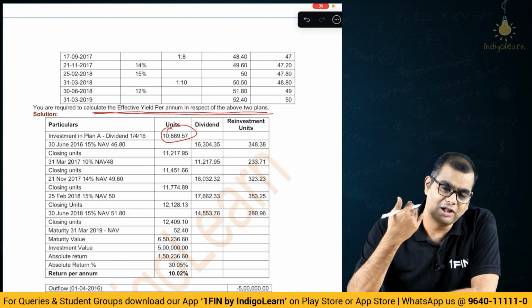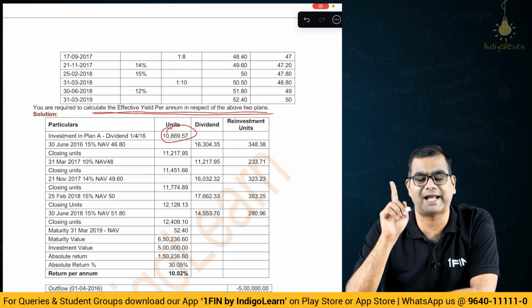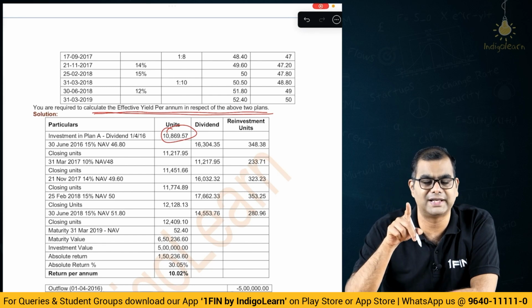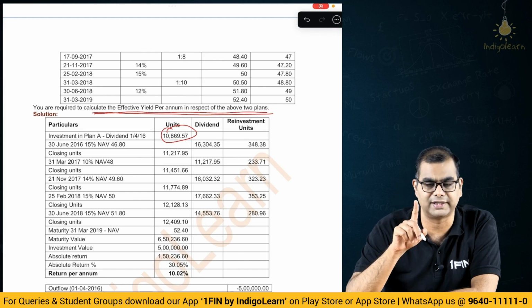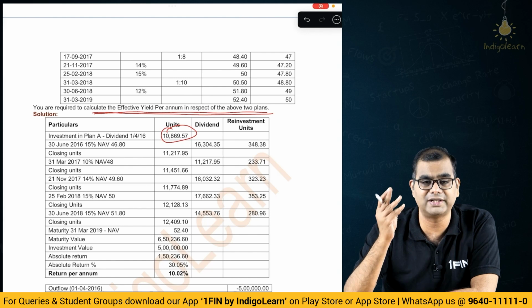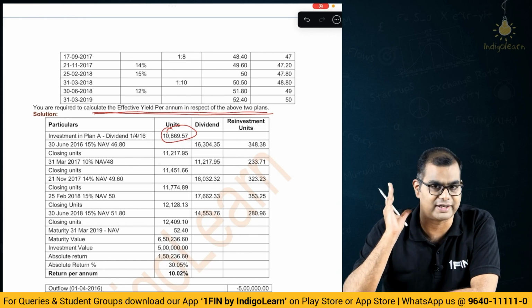We are assuming that all these units are reinvested, and we are also assuming that in case of a dividend reinvestment plan, there is no tax impact, there is no capital gains impact also. In some questions where they give you capital gains impact or tax impact, you have to consider it. In this question, we will assume both the things. All the dividends received are reinvested in the same plan, and there is no tax impact on dividend reinvestment.